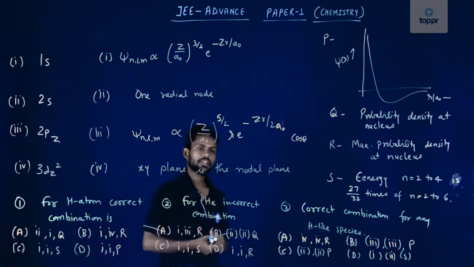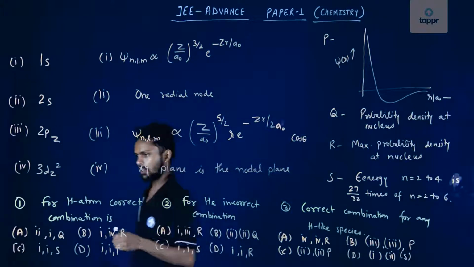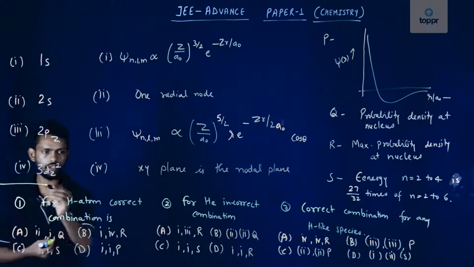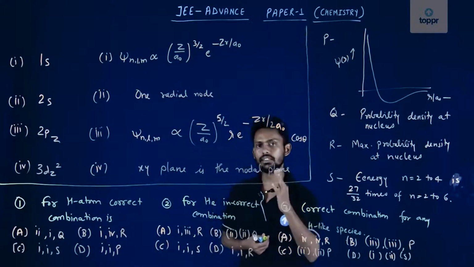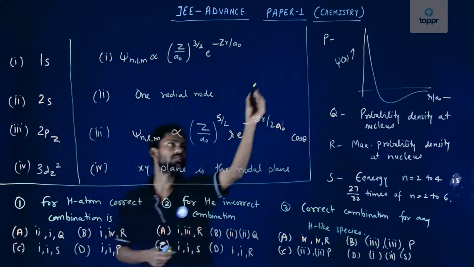So this is again a question given in JEE Advanced Chemistry Paper 1 2017. Here they have given you a passage. Basically, this is a passage based question which has 3 parts, and this is one column given in the question paper.